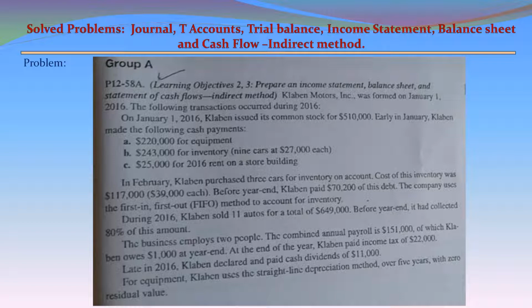At the end of the year, Klaban paid income tax of $22,000. Late in 2016, Klaban declared and paid cash dividends of $11,000. For equipment, Klaban uses the straight line depreciation method over 5 years, 0 residual value.